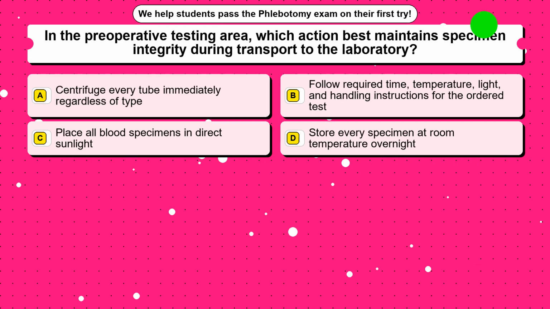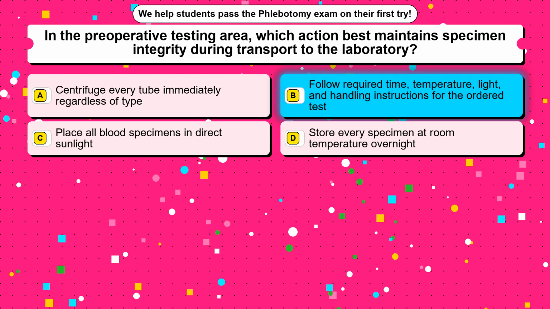Question 61. In the preoperative testing area, which action best maintains specimen integrity during transport to the laboratory? Option A. Centrifuge every tube immediately regardless of type. Option B. Follow required time, temperature, light, and handling instructions for the ordered test. Option C. Place all blood specimens in direct sunlight. Option D. Store every specimen at room temperature overnight. The correct answer is option B.